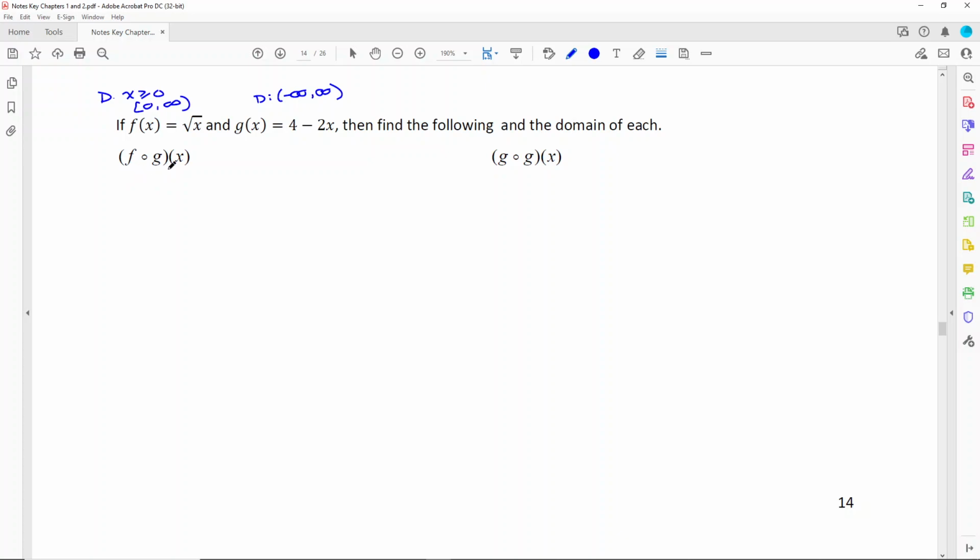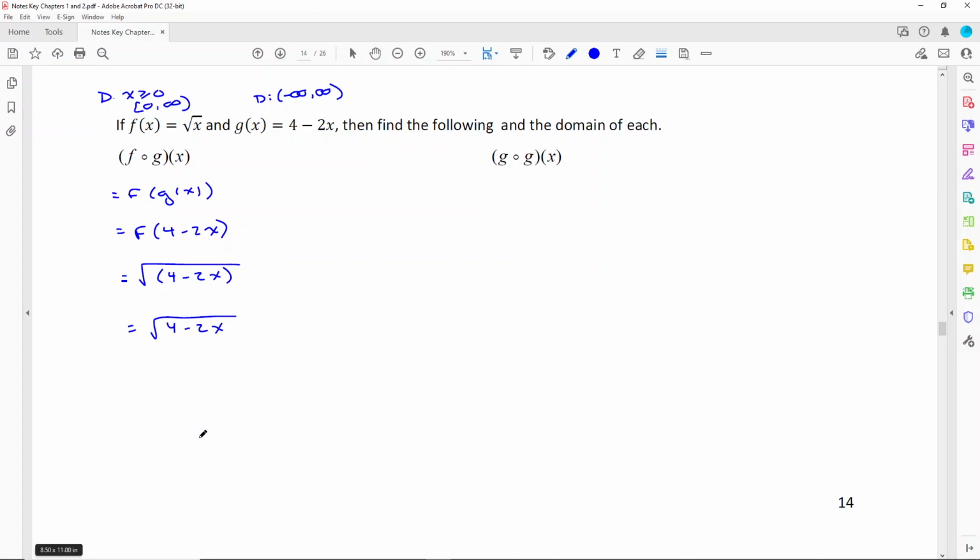So I want to find f of g of x. In other words, I want to plug the g of x equation into the f of x equation. Now my g of x equation is 4 minus 2x. I'll talk about domain after. Let's just keep going. Into my f of x equation, which is the square root of x, I'm going to replace x with 4 minus 2x. I didn't need the bracket, so I'm just going to leave it like this.